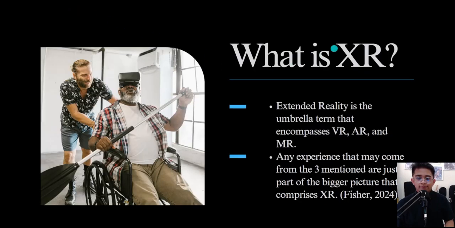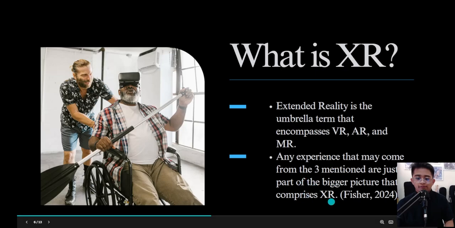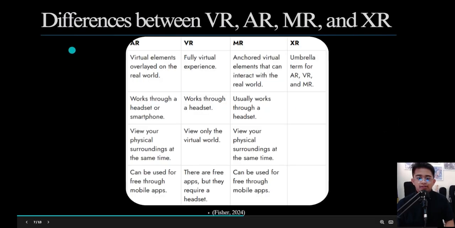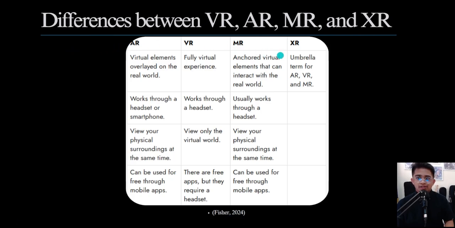Now we have the fourth term, XR. So what is XR? XR, or extended reality, is the umbrella term that encompasses all three previous terms, VR, AR, and MR. According to Fisher, any experience that may come from the three is just part of the bigger picture that comprises XR. Here we have a graph provided by Fisher explaining the differences.